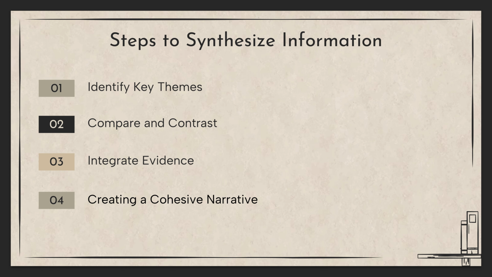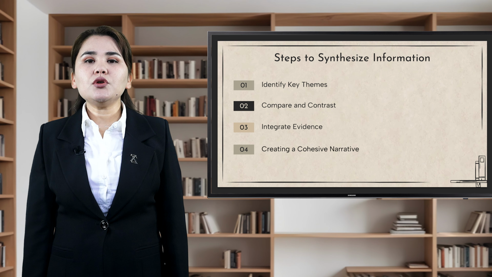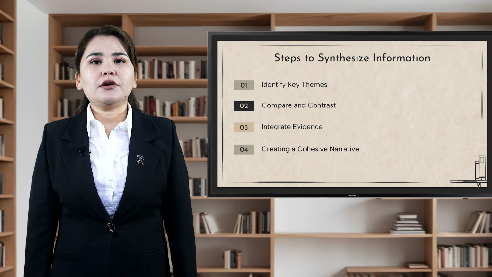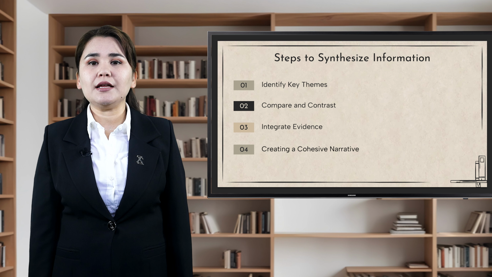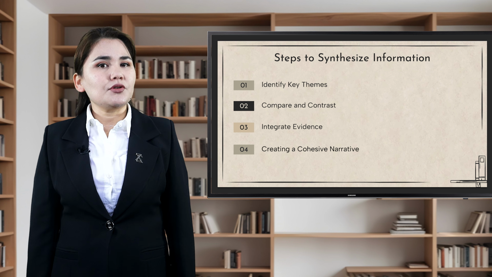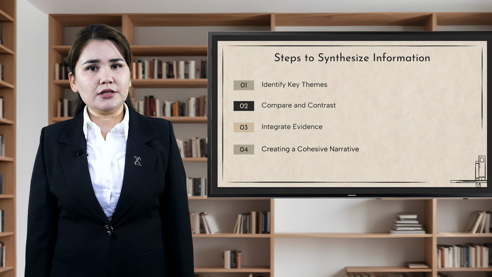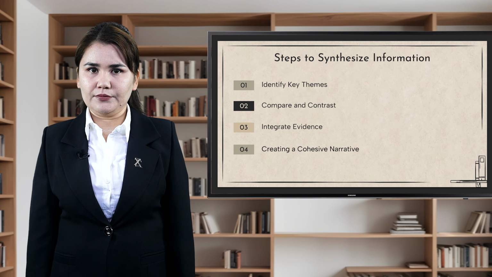Here I can list some steps to synthesize information: identifying key themes, comparing and contrasting, integrating evidence, creating a cohesive narrative. For identifying key themes, you should read through the sources and extract the most important points or recurring themes. What are the key arguments or findings that emerge from the literature? In comparing and contrasting, look at how different sources address the same issue. Are there contradictions? Can you integrate different perspectives into a unified narrative?